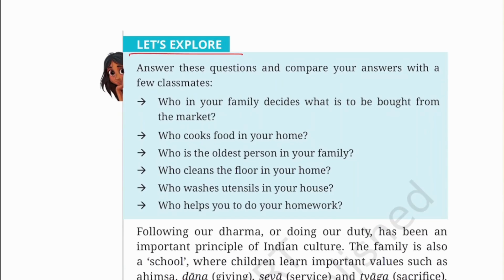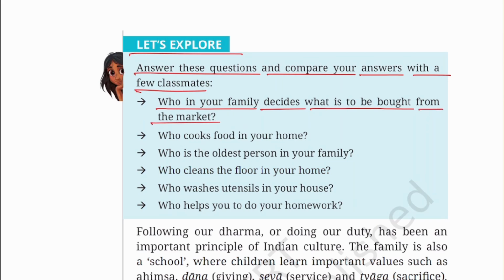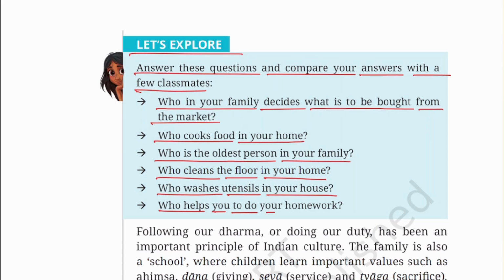Let's explore. Answer these questions and compare your answers with a few classmates. Who in your family decides what is to be bought from the market? Who cooks food in your home? Who is the oldest person in your family? Who cleans the floor in your home? Who washes utensils in your family? Who helps you to do your homework?